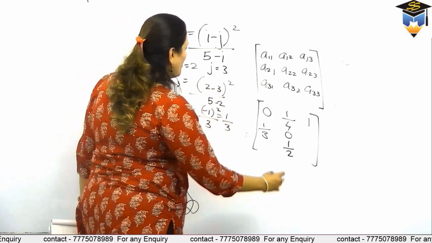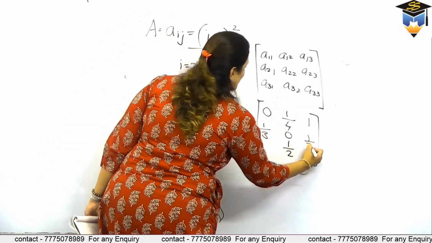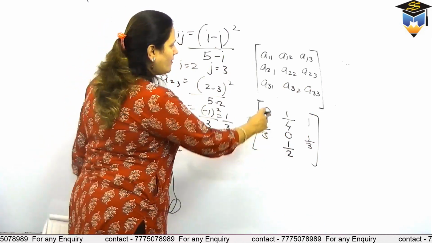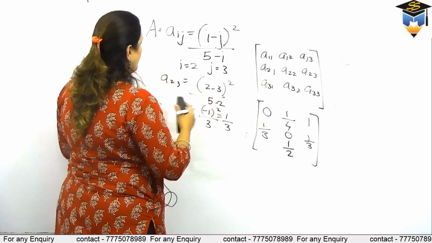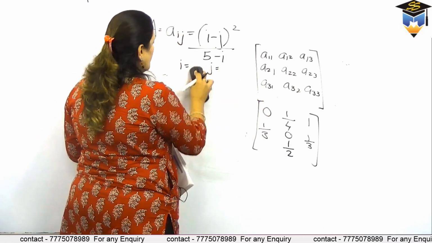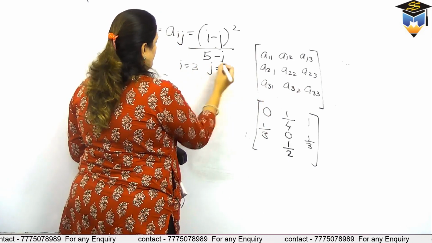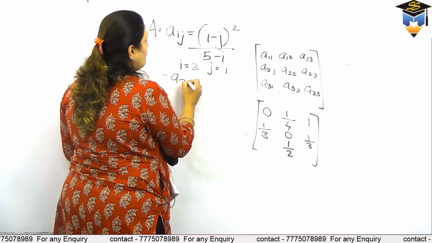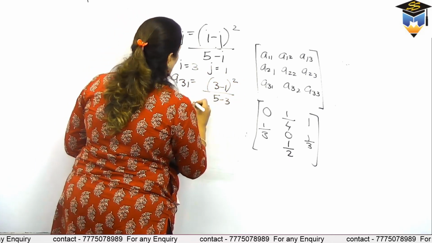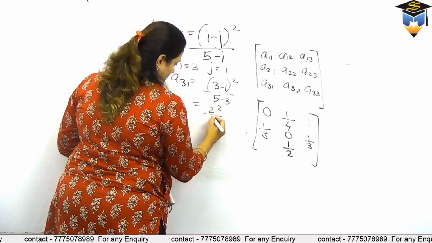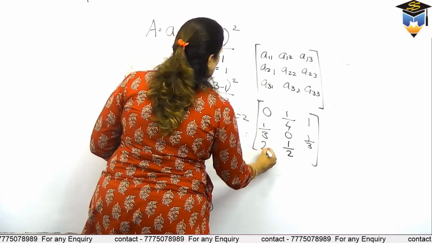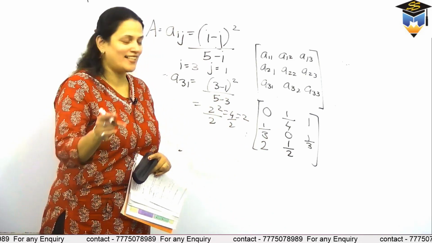Yes, it's 1 upon 3. So A23 again is 1 upon 3. Now we have just two elements to find out. Which are those? A31, A33. So A31: substitute it. A31 is going to be (3 minus 1) square upon 5 minus 3. So 2 square upon 2, 4 upon 2, that is nothing but 2. So this element A31, guys, is 2.